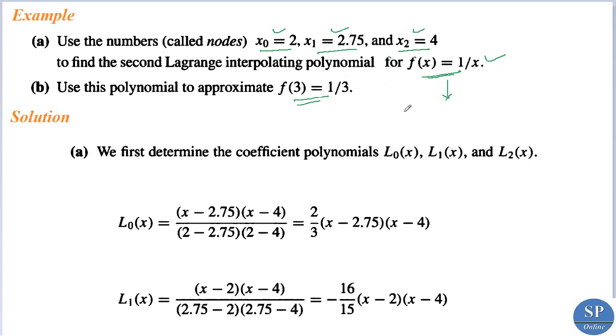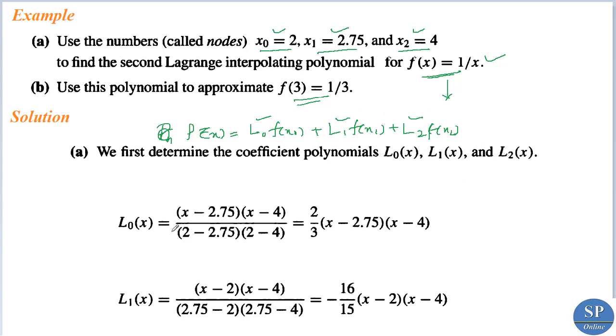Okay, so we know the second Lagrange interpolating polynomial is nothing but P2, or P of x, equal to L0 f of x0 plus L1 f of x1 plus L2 f of x2. So for that we need to find L0 of x, L1 of x and L2 of x.